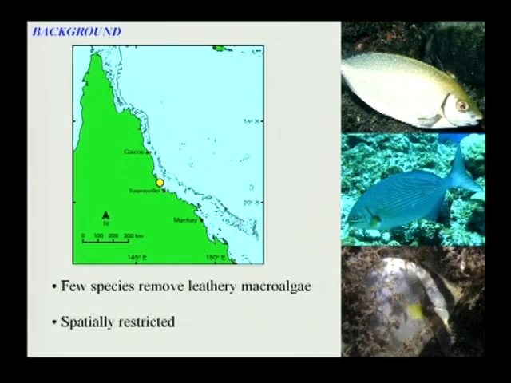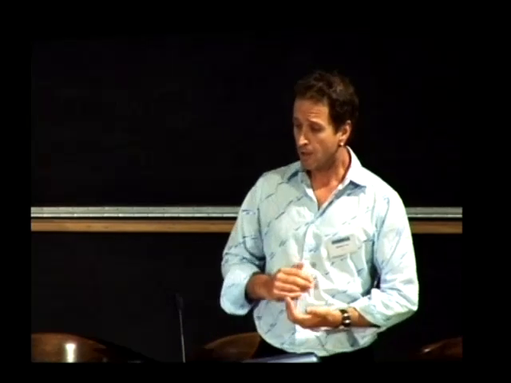Several recent studies from Dave Bellwood's lab have looked at this process, and collectively they've established that relatively few species are actually capable of removing this leathery macroalgae or sargassum. And they come from, you may have heard in the media, the top one there is the rabbitfish, Siganus canaliculatus, moving down the Kyphosus vaigiensis, and of course down the bottom we've got the batfish, Platax pinnatus.